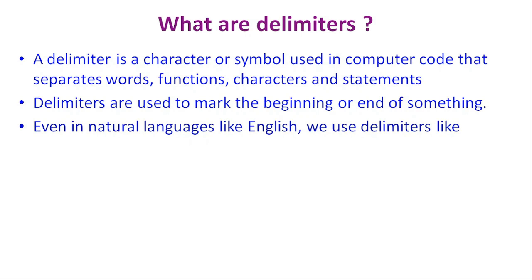Let us first look at the usage of delimiters that we use while writing in English. We use space to separate words in a sentence. Comma is used to separate multiple words in a list of words. We put full stop at the end of a sentence.